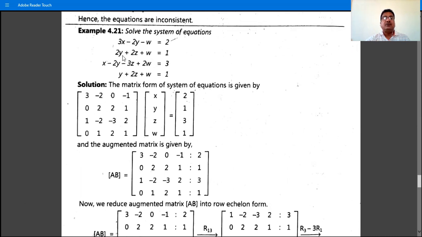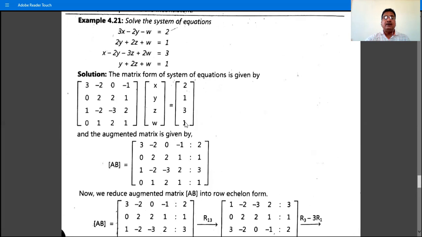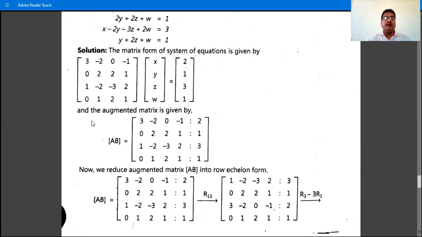And then in the second equation, the coefficient of x is 0, the coefficient of y is 2, the coefficient of z is 2, the coefficient of w is 1. Similarly, in the third equation, the coefficients of x, y, z, w. In the fourth equation, the coefficients of x, y, z, w. And then the column matrix of unknowns x, y, z, w is equal to the matrix of constants 2, 1, 3, 1. Then write the augmented matrix, the combination of A and B. So write [A|B].